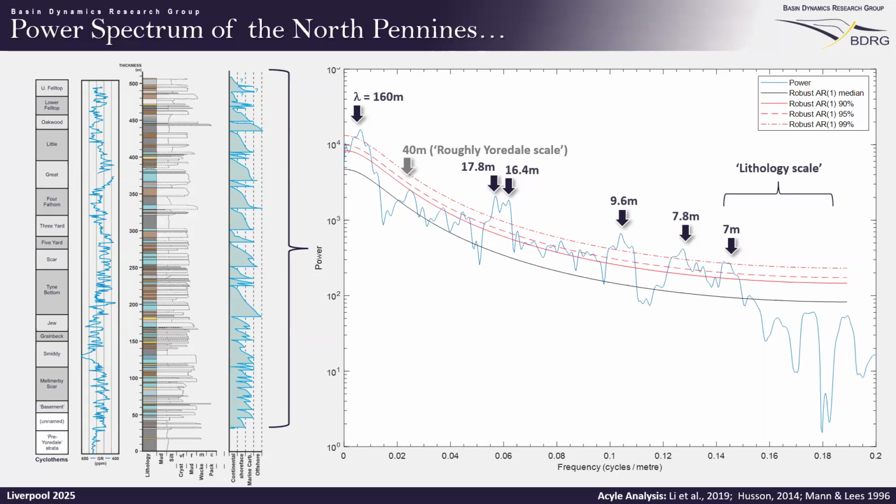noise model, essentially. A robust AR noise model, a red noise model, that defines a way, I suppose, of expressing confidence in these peaks. So the top line, the dashed-dot line, is 99% significance, but peaks on it or above it are not just noise. They are something real in the signal. So the peaks I've picked out, 160 meters, 17, 16, 9, and so on, they seem to be regular peaks of wavelength in that signal.